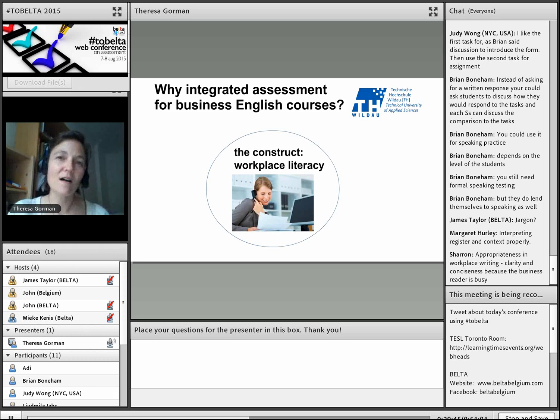Now to use this construct to design a test, if my students are already working in the business world, that's very easy. I just look at what they have to do, and then I find ways to adapt workplace tasks to make them appropriate as test tasks. But since my students, and maybe yours too, are what we call pre-service, they're not yet working in the field, it's a bit harder to figure out what this workplace literacy is that they have to develop.